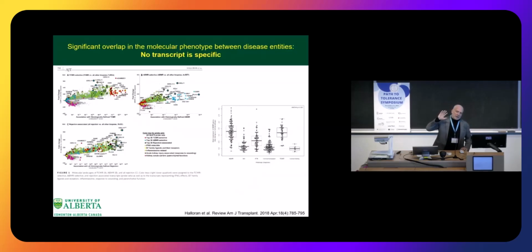So what this paper by Phil Halloran really summarizes, from thousands of microarray studies, is that we identified the genes which are most associated with certain pathology phenotypes. When you have antibody-mediated rejection, the top transcripts are endothelial transcripts and NK-cell transcripts, very robustly. Whatever method you apply, whatever study, it's a fundamental relationship.